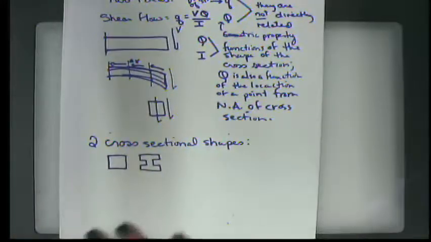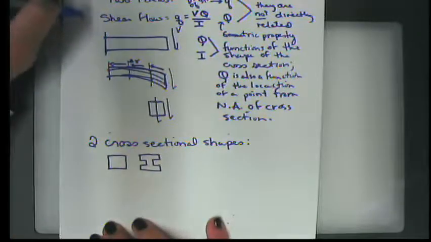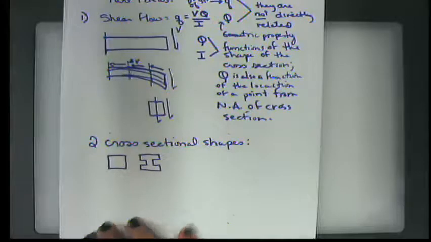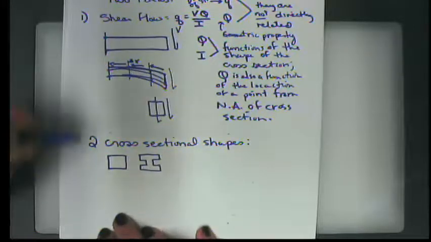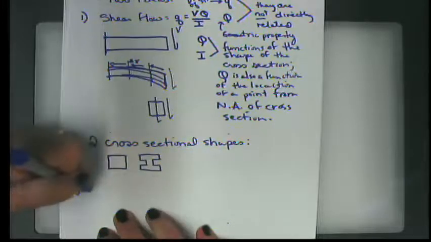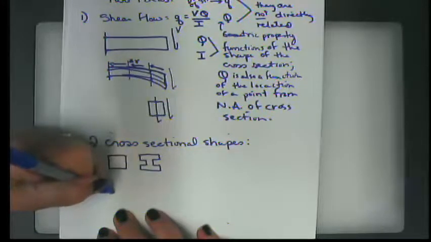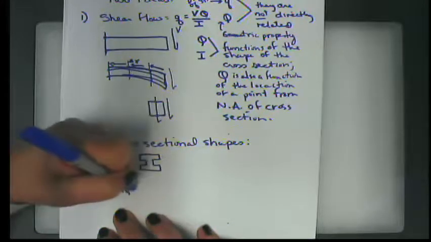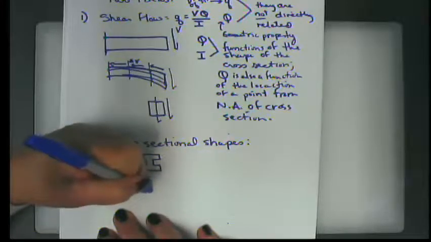Okay, so this is the first equation. Little q, shear flow, is equal to VQ over I. The second equation is for shearing stress, which is directly related to this equation for little q.